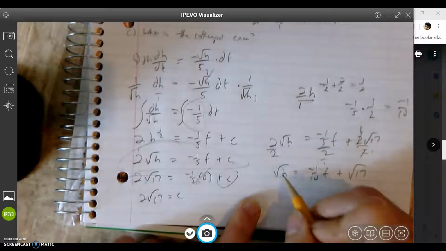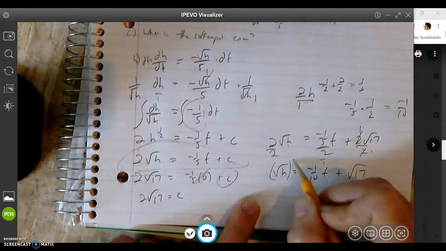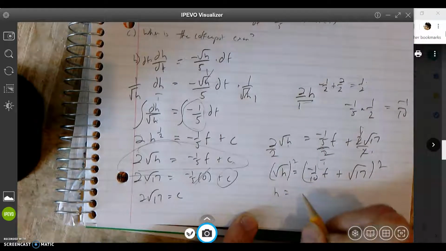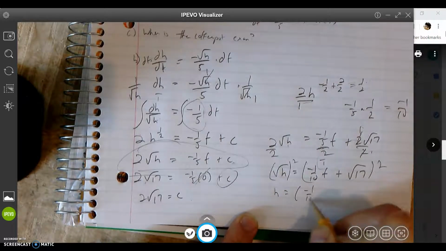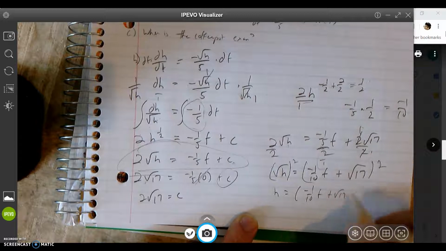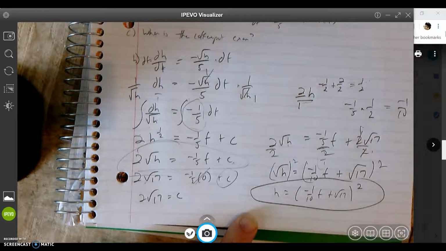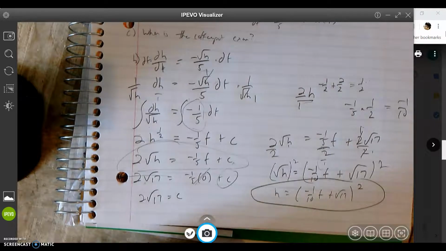Next, you have to get rid of the square root. So we're going to square both sides. Boom. So h equals negative 1/10 t plus radical 17, squared. There you go. Give me my 5 points. There we go. We got it.